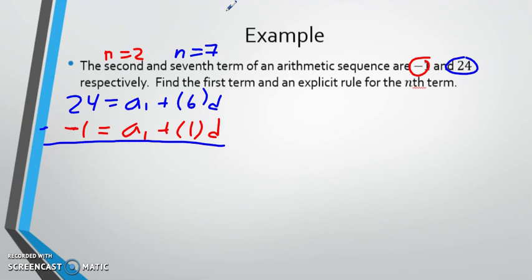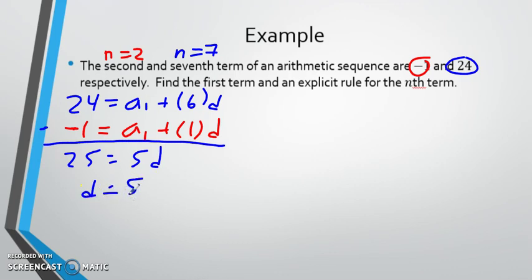So 24 minus -1 will be 25. a sub 1 minus a sub 1. Don't forget you are subtracting this entire line. So it's a positive minus; they'll cancel out. And then 6d minus 1d would equal 5d. So we've just found that d is equal to 5.